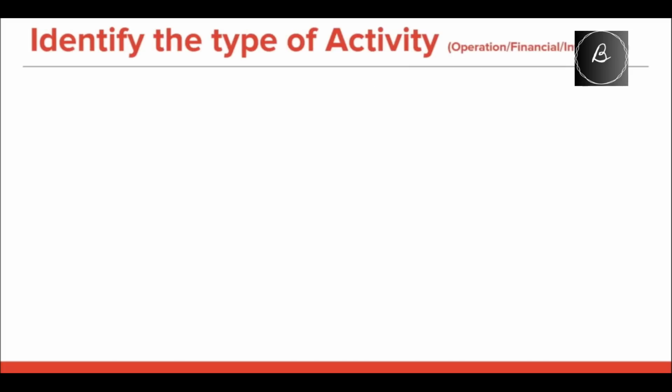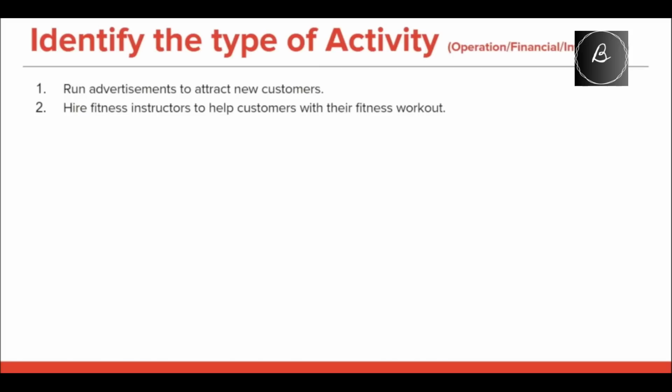We now have an exercise for you. Identify the type of activity for the following questions. This could be operational, financial, or investment. Number 1. Run advertisements to attract new customers. Number 2. Hire fitness instructors to help the customers with their fitness workout. Number 3. Buy new fitness equipment to replace the worn out equipment.